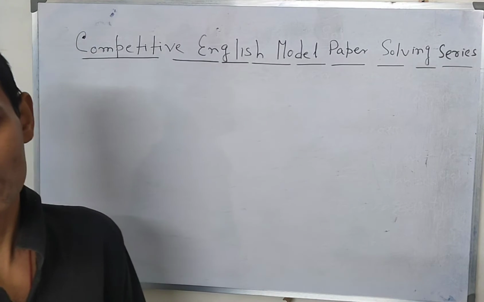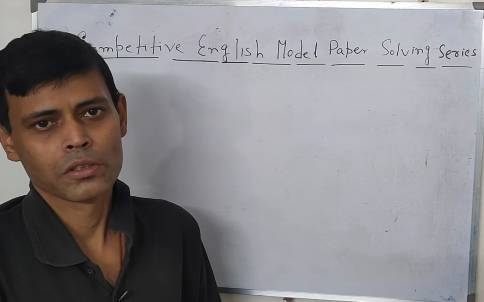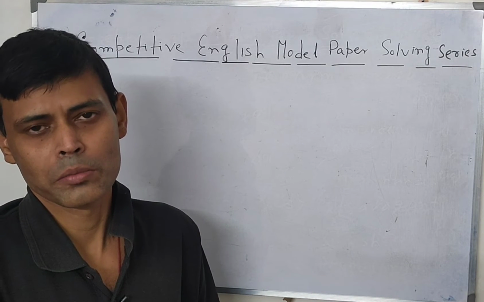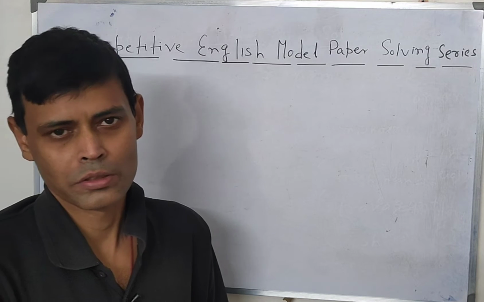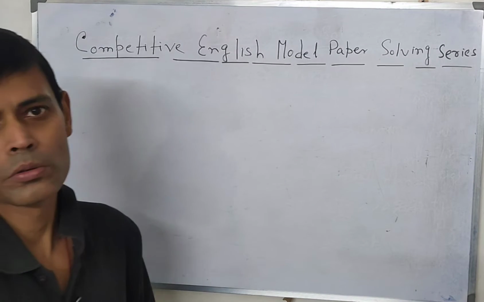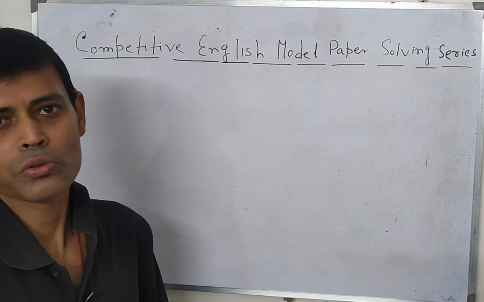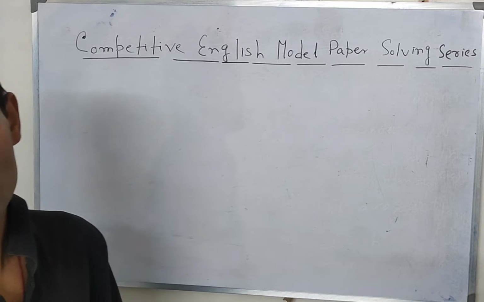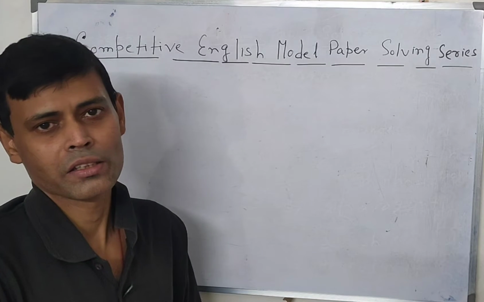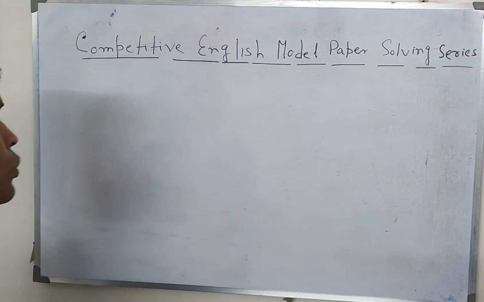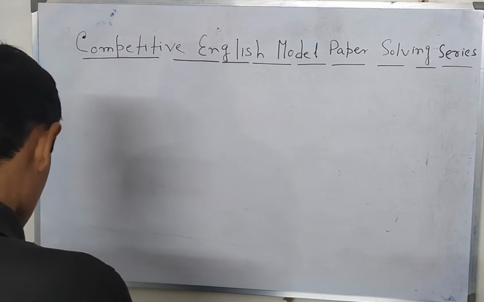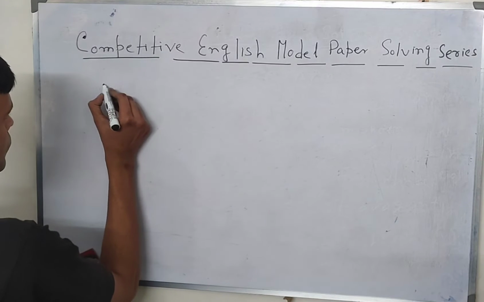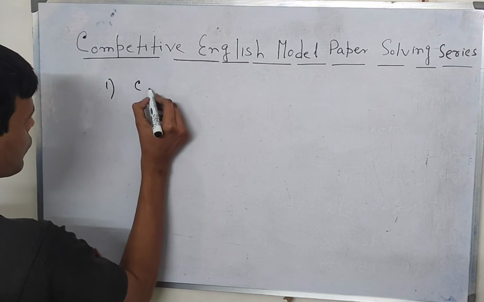I am going to start my competitive English model paper solving series part 6. Kindly have a close eye on my board and I will try to define the questions and their answers too. The first question is: correct the underlined word.